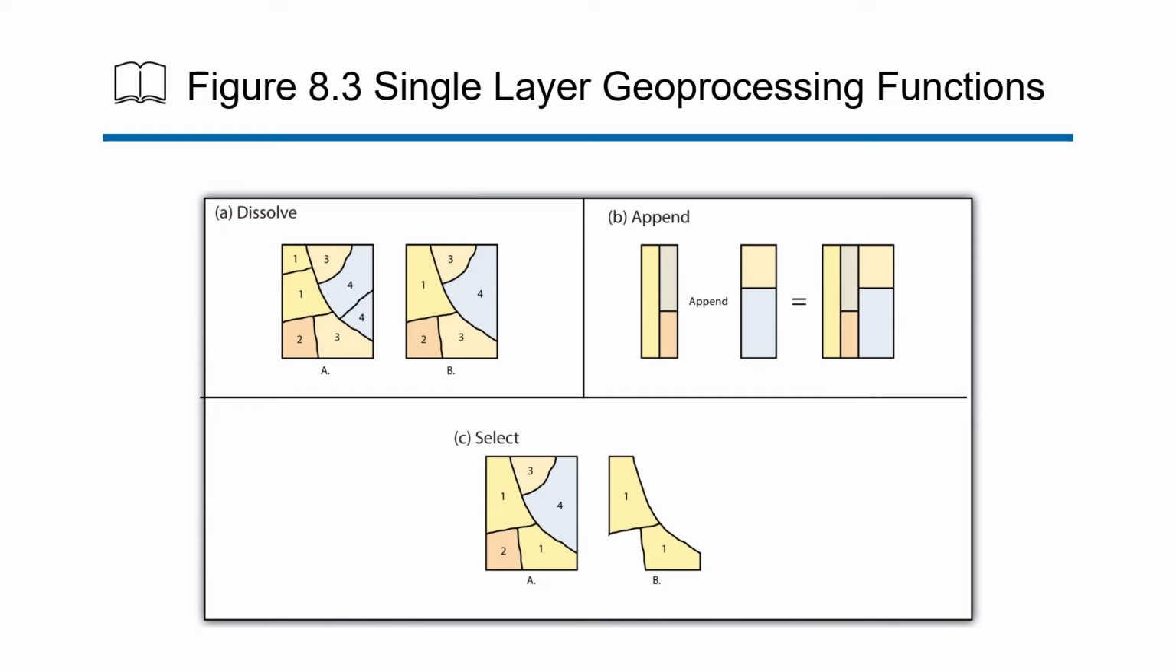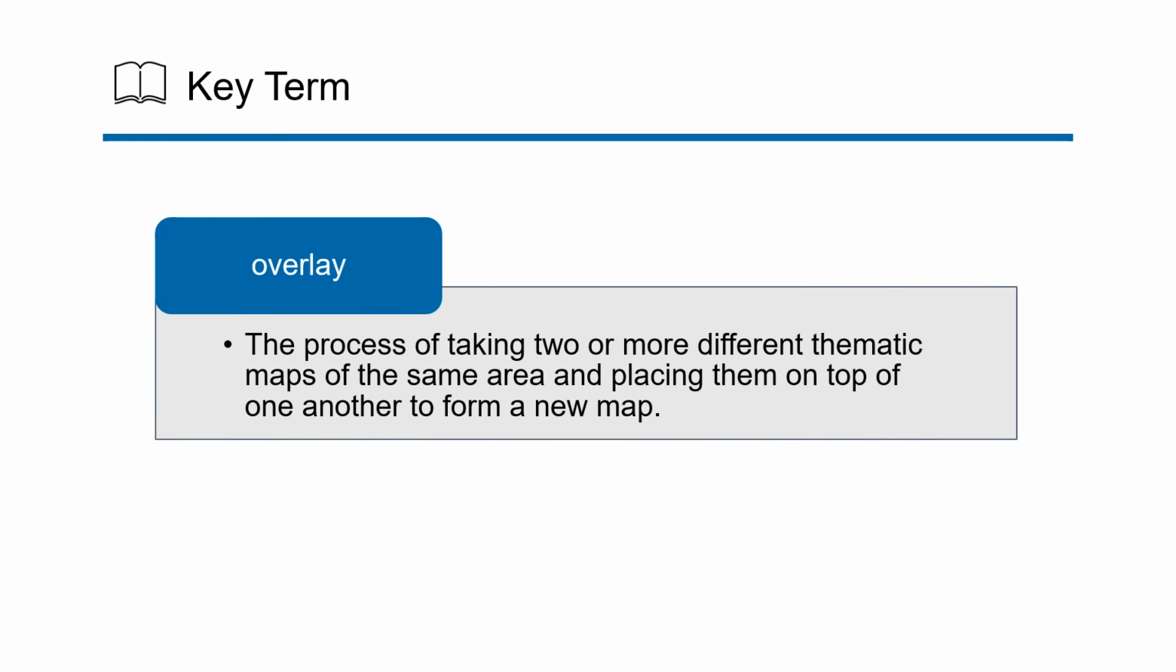1 out of A in C, and you get B inside of C down there at the bottom. Let's talk about some key terms.